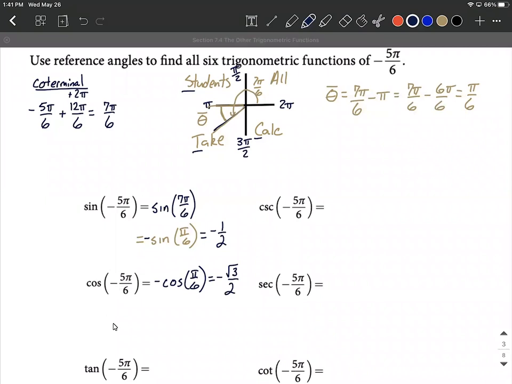All right, lastly, I'm going to go ahead and get tangent of negative 5 pi over 6. Tangent in the third quadrant is going to be positive. So I'm going to go ahead and just write tangent of our reference angle, pi over 6. And now to evaluate that, it's going to be the square root of 3 over 3.